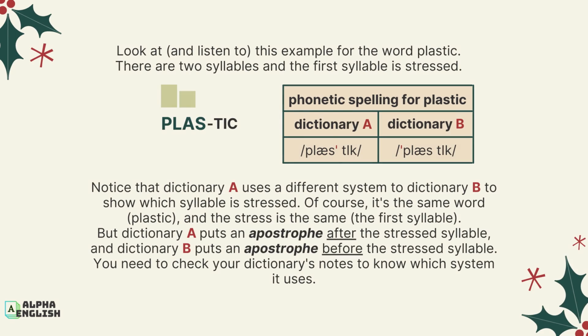Look at, and listen to, this example for the word plastic. There are 2 syllables and the first syllable is stressed. Plastic. Notice that dictionary A uses a different system to dictionary B to show which syllable is stressed. Of course, it's the same word, plastic, and the stress is the same, the first syllable. But dictionary A puts an apostrophe after the stressed syllable and dictionary B puts an apostrophe before the stressed syllable. You need to check your dictionary's notes to know which system it uses.